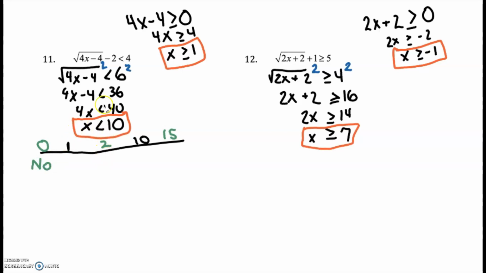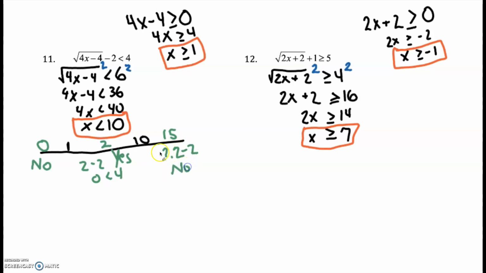When I put 2 in, 2 times 4 is 8, and then minus 4 is 4, so square root of 4 is 2. So 2 minus 2 is 0. Is 0 less than 4? So this is a yes. And then when I go ahead and put the 15 in, I get 4 times 15, which is 60. 60 minus 4 is going to give me the square root of 56, which is a little bit above 7. So I'll say like 7.2 there. And then minus 2 from that, I get 5.2. Is that less than 4?